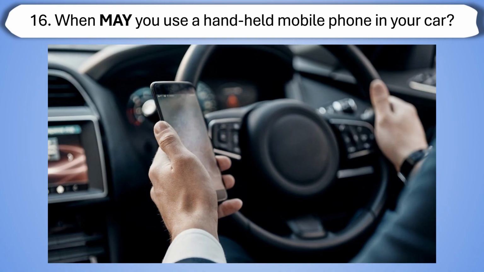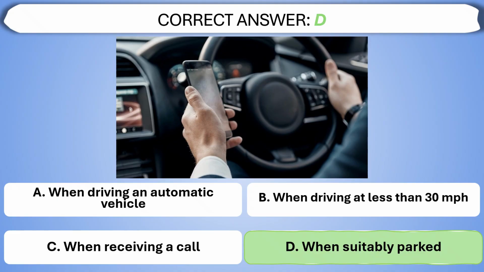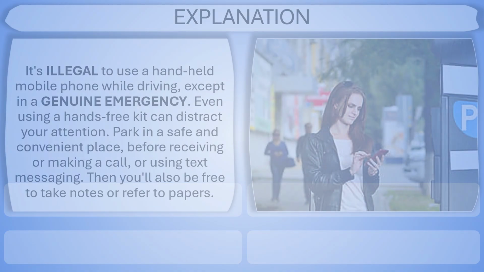16. When may you use a handheld mobile phone in your car? A. When driving an automatic vehicle. B. When driving at less than 30 miles per hour. C. When receiving a call. Or D. When suitably parked. The correct answer is D. When suitably parked.